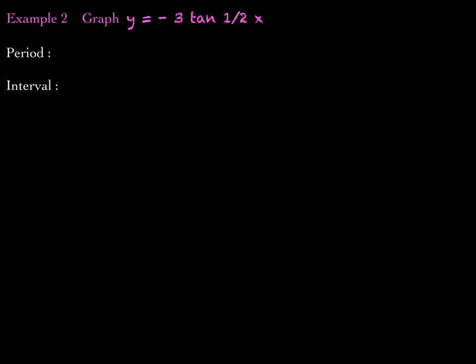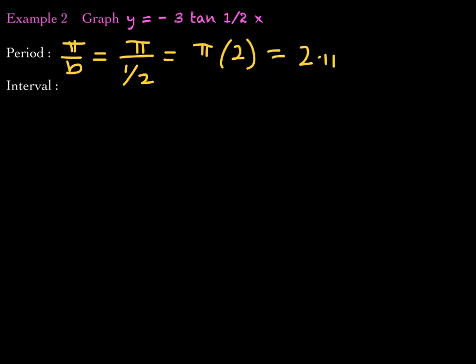Okay, the period will be pi over b. Now remember that your b value here is the coefficient of x, so it'll be 1/2. So with some arithmetic, you know that this is pi times 2, right, which is the reciprocal of 1/2. So your period is 2 pi.